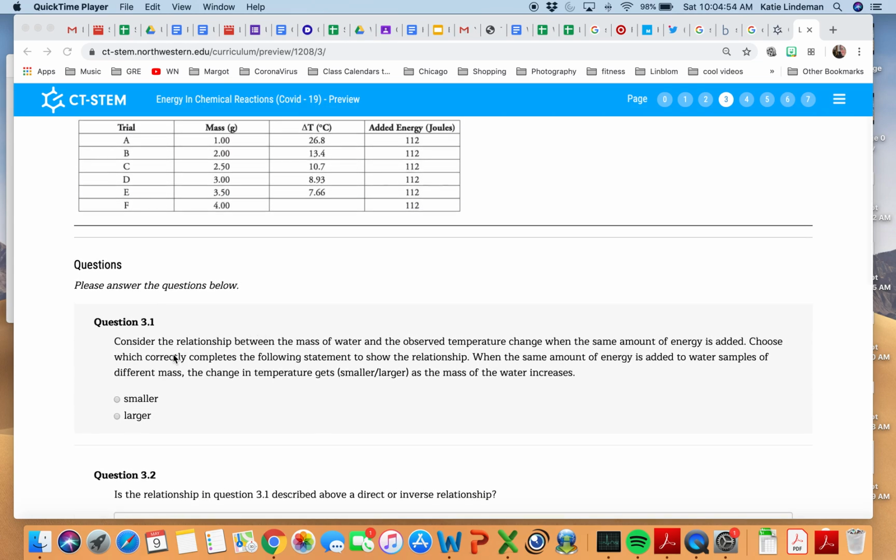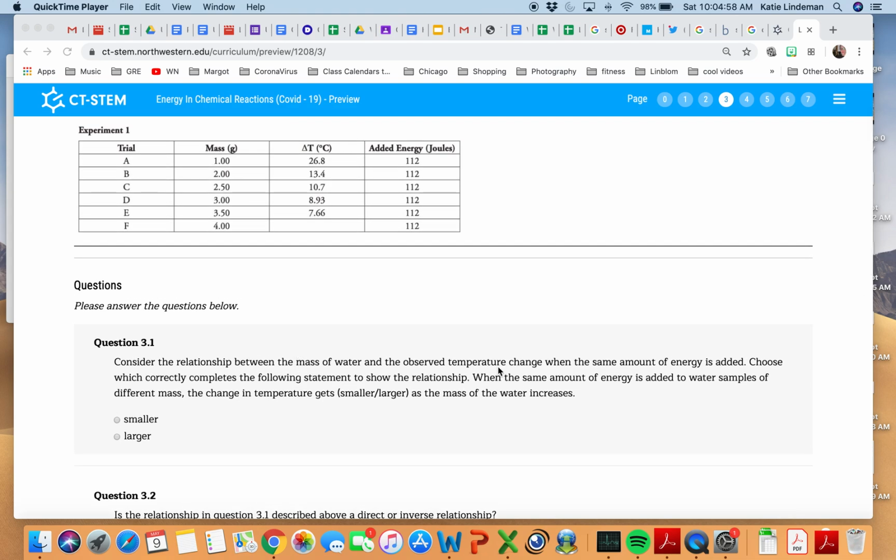So here we're asked, consider the relationship between the mass of water and the observed temperature change when the same amount of energy is added. So we know the same amount of energy is added because all of this is constant, okay? So what's happening to the temperature change, as we manipulate the mass? So mass is the independent variable here. The dependent variable is delta T, change in temperature.